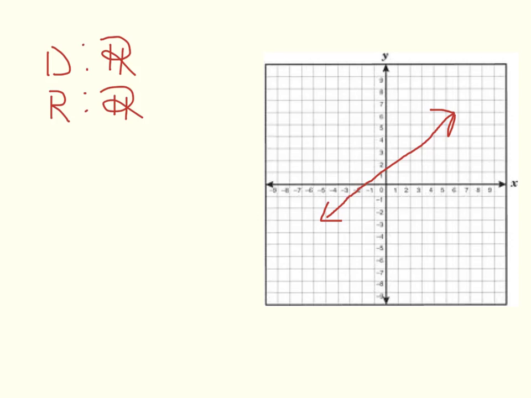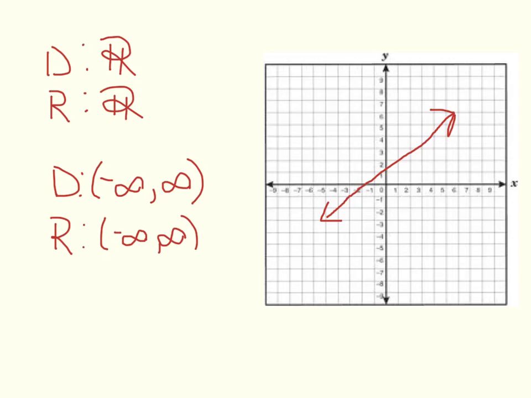When using interval notation, we would be using an infinity symbol. And so your domain and range would look something like this. We would start out with an open parentheses and say from negative infinity to positive infinity and close it with a parentheses. The range would actually look just the same. Open parentheses from negative infinity to positive infinity.